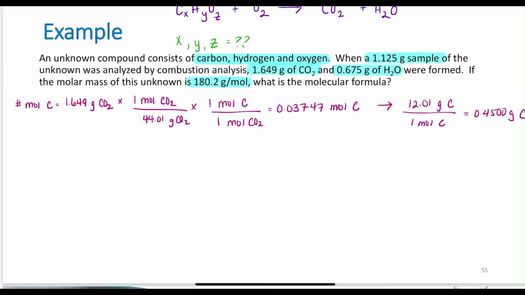Why do I need this? Because I need to figure out how much oxygen I have. And this shows me how much of this original sample was actually just due to carbon. I know what the remainder of it is due to hydrogen and oxygen. I can figure out the mass of hydrogen as well, so therefore I can figure out the mass of oxygen. So let's look at the number of moles of hydrogen. As all carbon was converted to CO2, all hydrogen was converted to H2O. I have 0.675 grams of H2O. I know that there are 2 moles of hydrogen for every 1 mole of H2O.